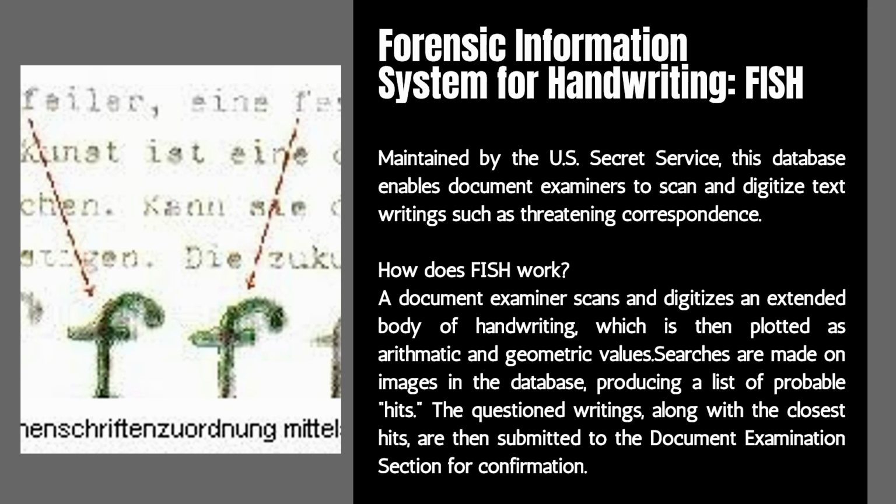Next one is Forensic Information System for Handwriting, FISH, maintained by the US Secret Service. This database enables document examiners to scan and digitize text writing such as threatening correspondence. How does FISH work? A document examiner scans and digitizes an extended body of handwriting, which is then plotted as arithmetic and geometric values. Searches are made on images in the database, producing a list of probable hits. The questioned writing along with the closest hits are then submitted to the document examination section for confirmation.